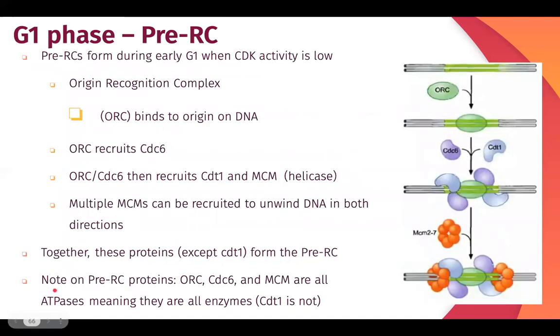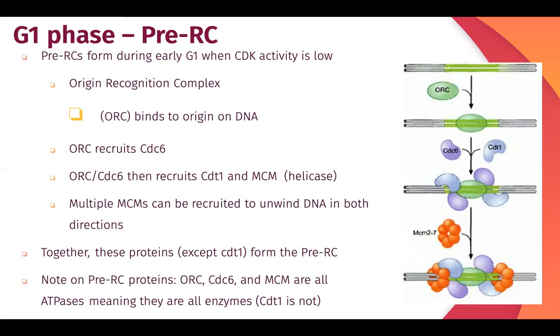Okay, so starting with the early G1 phase, your pre-RC forms when CDK activity is low. So that's the most important part. You have a few different things happening in order to form the pre-RC. Your ORC, or the origin recognition complex, begins by binding onto the origin of your DNA. So if this green area is the origin, your ORC comes in and binds there. ORC then recruits CDC6, and then ORC and CDC6 recruit CDT1 and MCM.